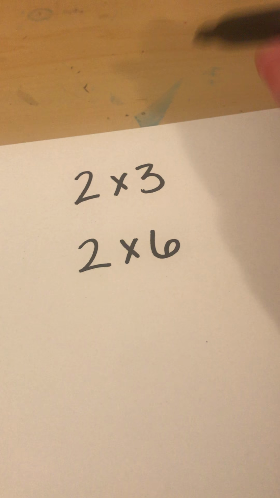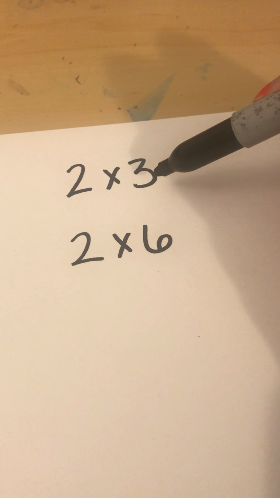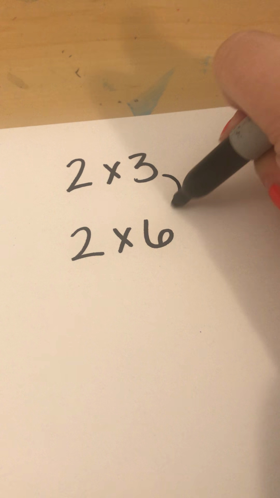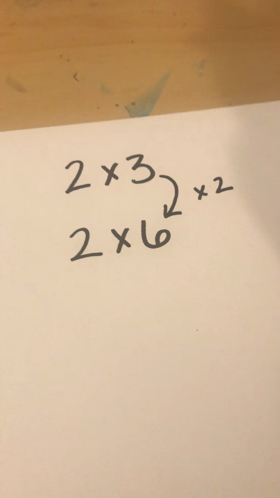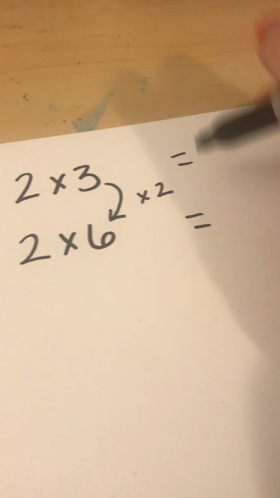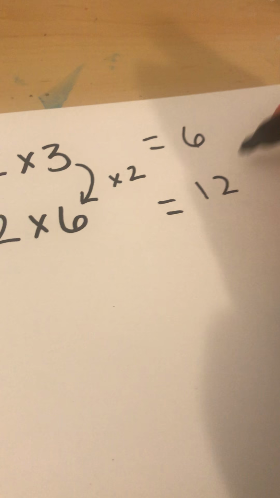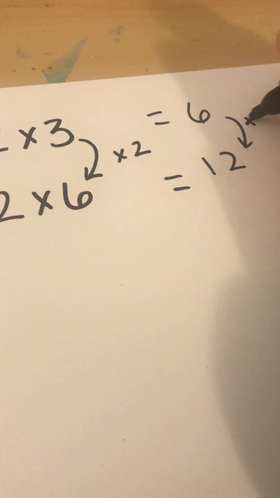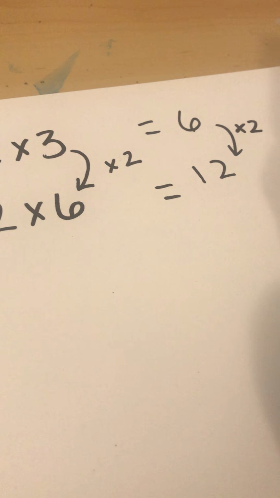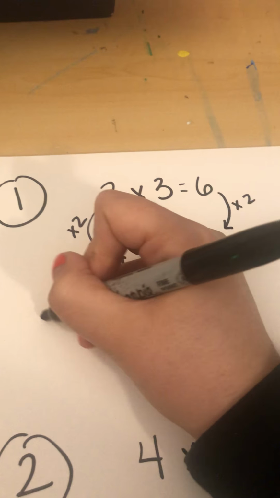And then it says begin with 2 and 3 again, but this time double the other factor. So I'm going to leave the 2 alone, and now I'm going to double the 3. So I did 3 times 2 to get to 6. Now let's solve and see if the same thing happens. 2 times 3 is 6. 2 times 6 is 12. And see, my answer doubled again.